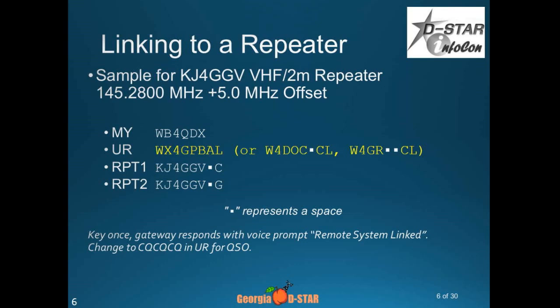So if I want to link, here's where things change a little bit. I'm going to put in the call sign of the repeater, and I gave some examples of different length calls, and I want to put AL, CL, or BL in there if I want to link to a repeater. So I'm going to link my local repeater directly to another repeater. That's what I would put in the UR field. Everything else stayed the same, right?